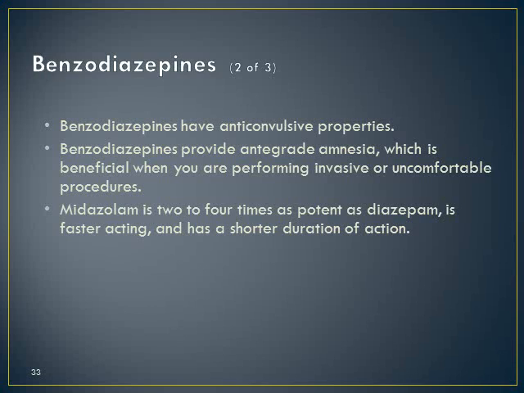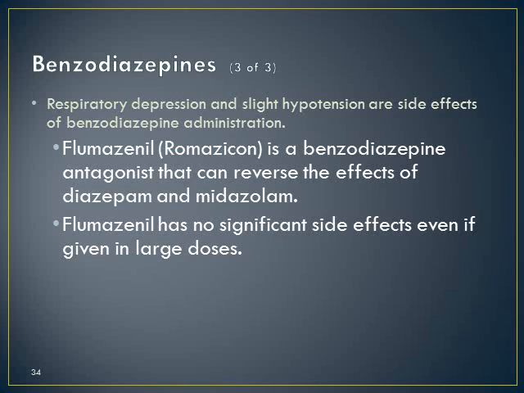Now, if we do RSI on someone, oftentimes we're going to have to give them the Versed to induce them, and after we get them set up, then we get to calculate a drip and set them on a Versed drip to keep them under. You have all learned how to do drips in Rodney's class. And again, you get to play with that a little bit in the laboratory. So the respiratory depression and slight hypotension are side effects of benzo administration.